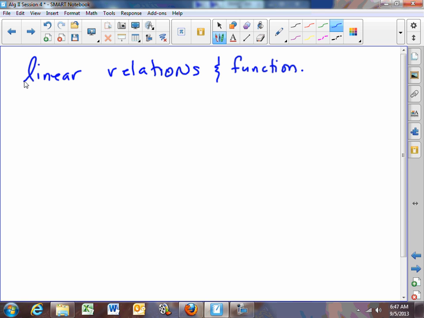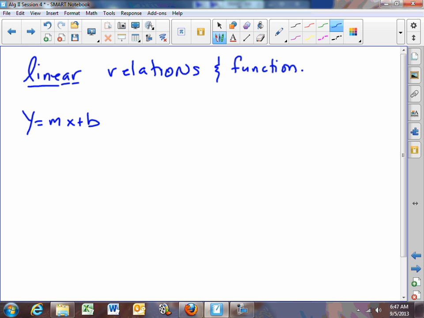Now, first of all, a linear function is one whose graph is a straight line. If you look at the word linear, you can remember this because it has the word line in it. Anyway, if you have an equation, y equals mx plus b is the way we define a relation to be linear.